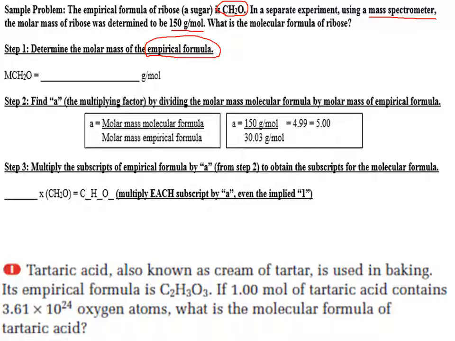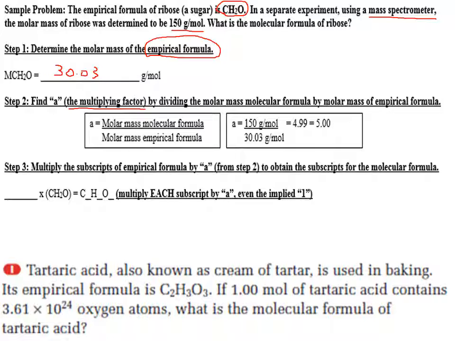So go into your periodic table, find the molar mass of CH2O. So 12.01 plus 2 times 1.01, because that's the molar mass of hydrogen, and there's 2 of them, plus 16.00. And we get 30.03 grams per mole. Now, we need to find our multiplying factor.